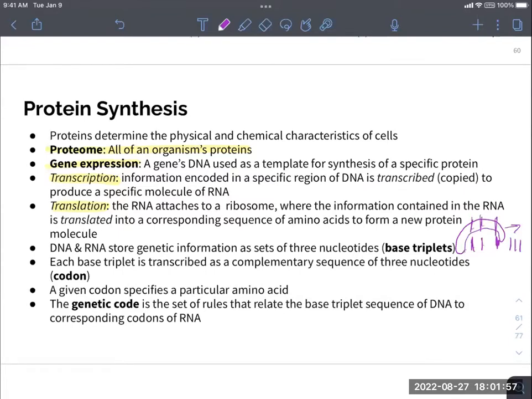A given codon specifies a particular amino acid. Like I said, they match the amino acids with the specific base triplets. Our genetic code is the set of rules that relates to these base triplet sequences, and they correspond to those codons. So our genetic code is telling us, okay, we have these 3 bases, these 3 amino acids need to attach. That's how they're going to work.